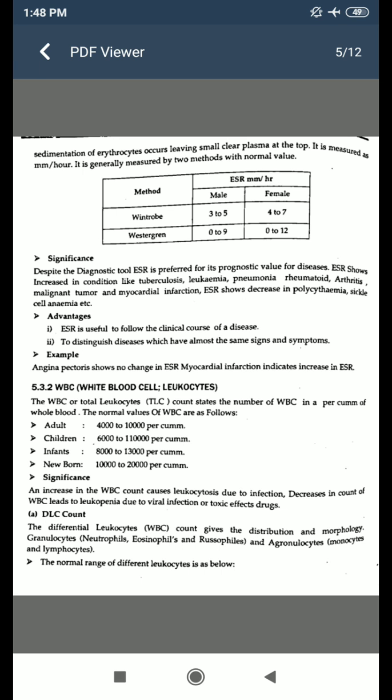Then ESR, that is erythrocyte sedimentation rate. In erythrocyte sedimentation rate, erythrocytes have a tendency to settle down because of their greater density than plasma and rouleaux formation. If blood with anticoagulant is placed in a long vertical tube, the sedimentation of erythrocytes occurs, leaving small clear plasma at the top. It is measured as mm per hour.